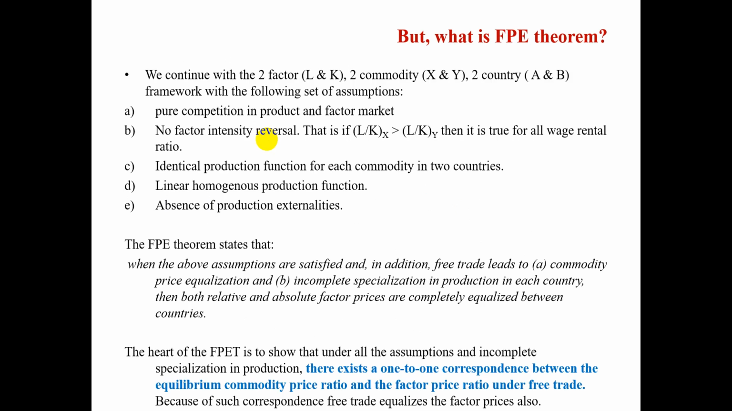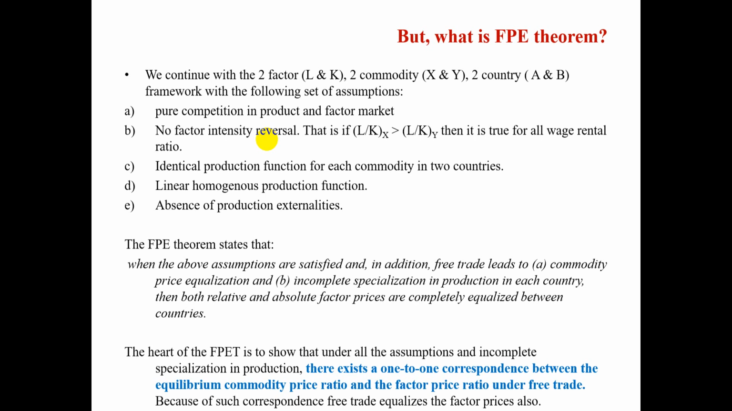Now, before we move on to the statement of the factor price equalization theorem, we just consider the assumptions on which it rests. So we continue with the two factor, that is labor and capital, two commodity X and Y, and two country A and B framework with the following set of assumptions. There is perfect competition in product and the factor market. Secondly, there is no factor intensity reversal. That is, if the labor capital ratio in industry X is greater than labor capital ratio in industry Y, then it will be true for all the wage rental ratio.